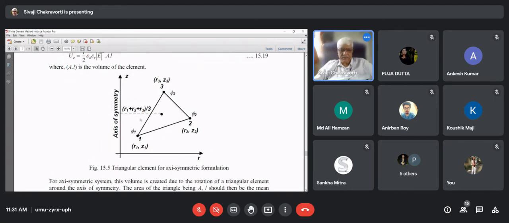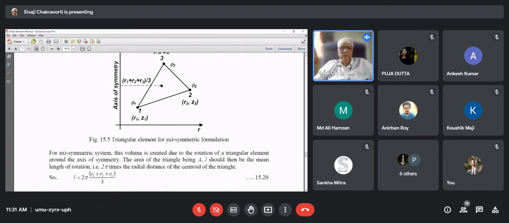and if I multiply A by L, then that will become the volume of the element. Now definitely you can argue that this may not be the correct way of getting the volume. I can calculate the volume to be precisely exact. Yes, that we can do. But this approximation holds quite good if this triangle is small in size. If the triangle is large, then this will give error.